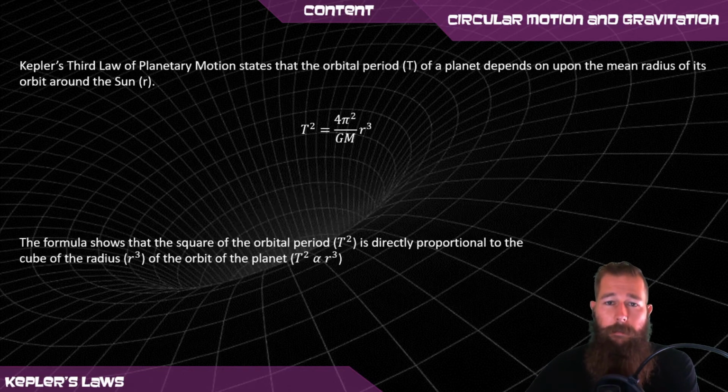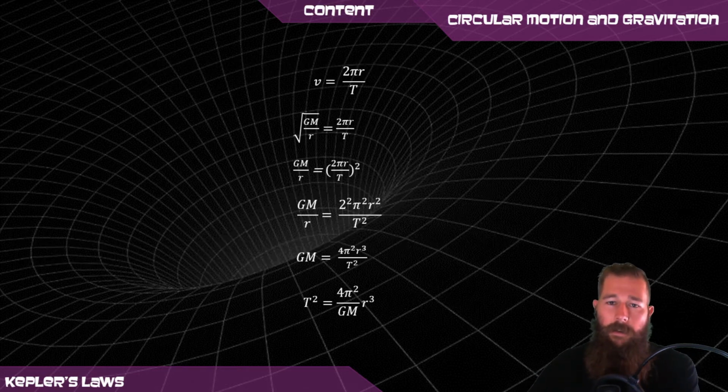Kepler's third law of planetary motion states the orbital period of a planet depends on the average distance from the sun. So according to this formula, the period squared is directly proportional to the average radius, or the average distance from the sun, cubed. And although we're talking about distance, we use r because it is in that circular or elliptical shape. Alright, so now we're going to have a look at the derivation for this formula.